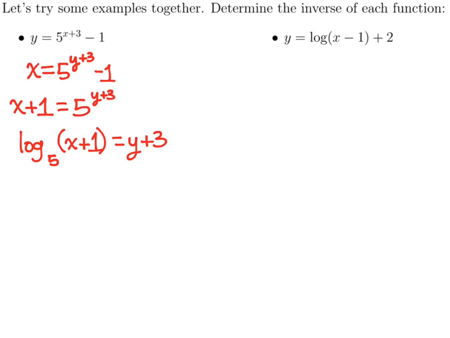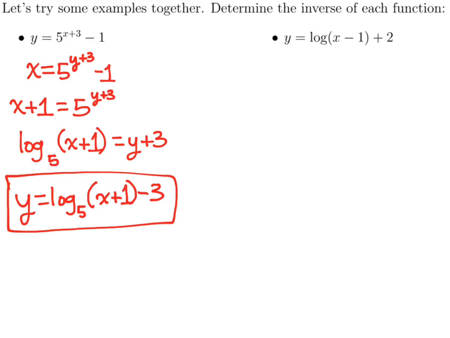Now that we have this, it's easy to solve for y. Just subtract 3 from each side, and bam, you've got your answer.